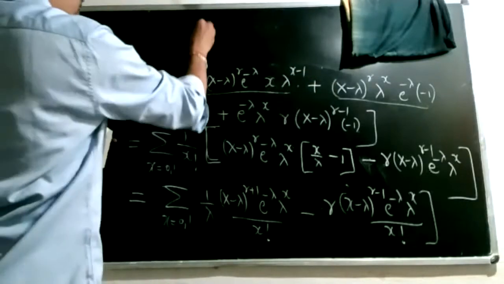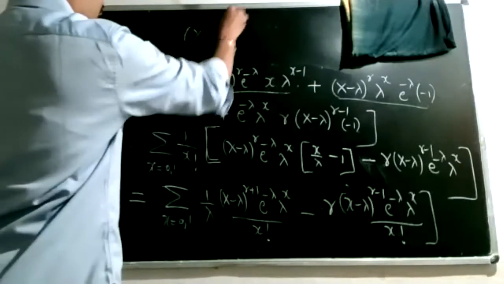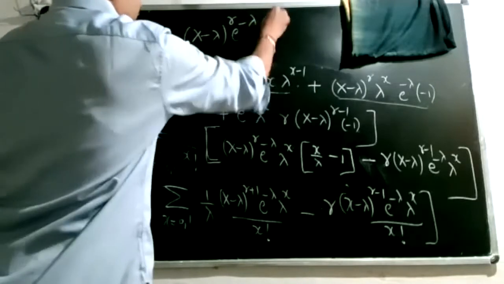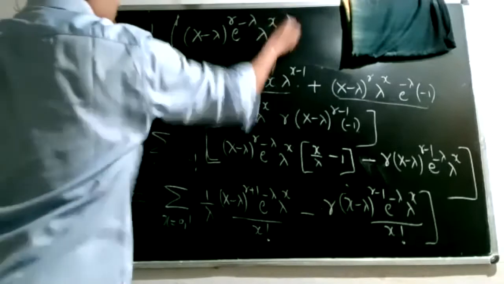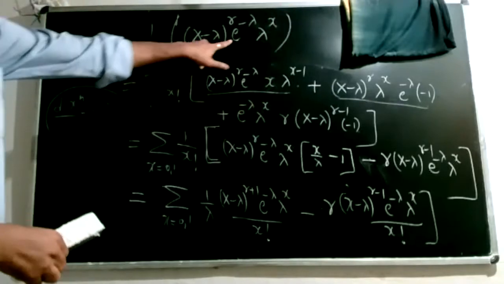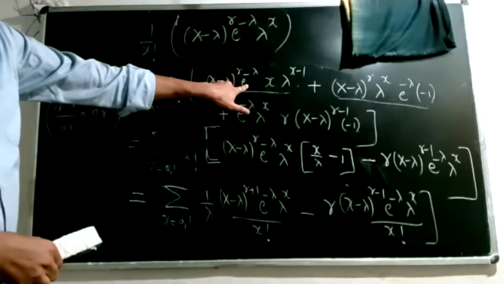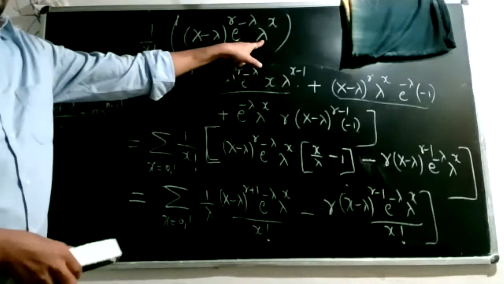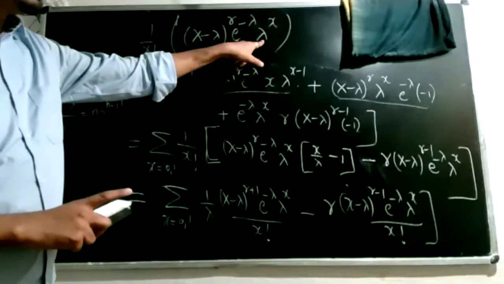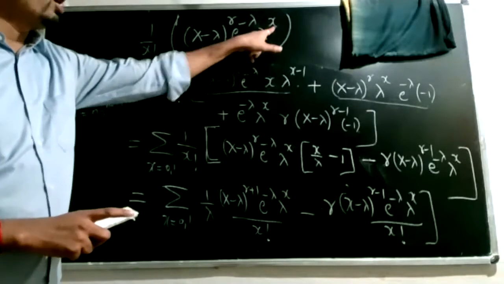So here, we had (x minus lambda) power r, e power minus lambda, and lambda power x, and I had taken this outside. So these are the three functions. What we did, I took these two as it is, I differentiated lambda power x. Now we are differentiating with respect to lambda, not with respect to x. Therefore, now x is the constant here.